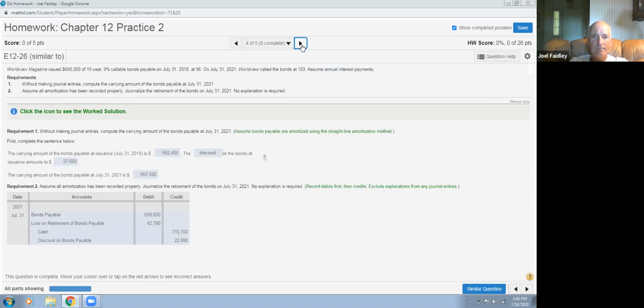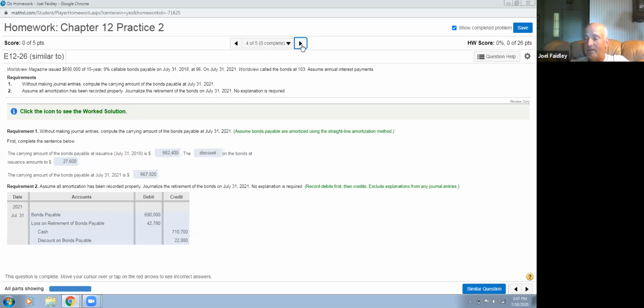All right, number 4. Here we've got Worldview Magazine, issue 690,000, 15-year, 9% callable. Callable means they can call these bonds in as the issuing company. Why would you want to call them in? Interest rates decline. You don't want to keep paying a higher interest rate if the rates have gone down. So these were issued at 96. They issued them at a discount, but they're callable at 103.